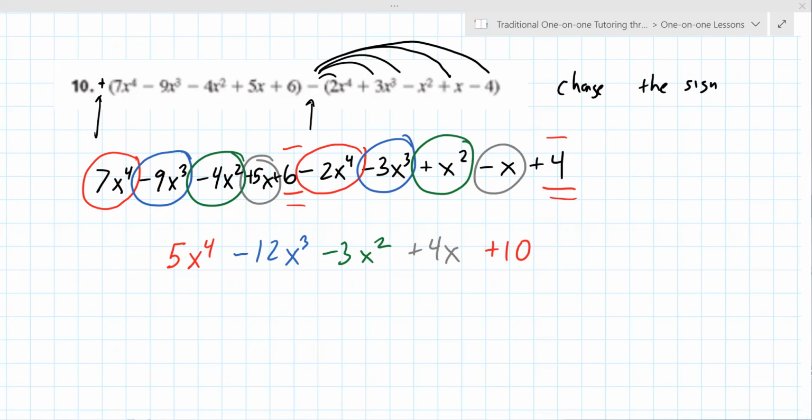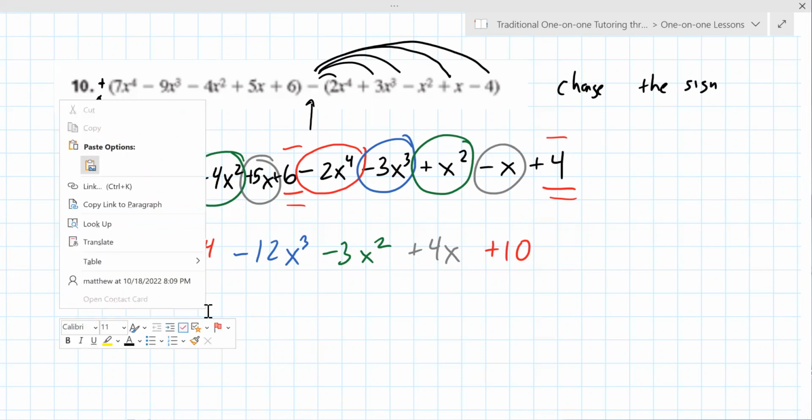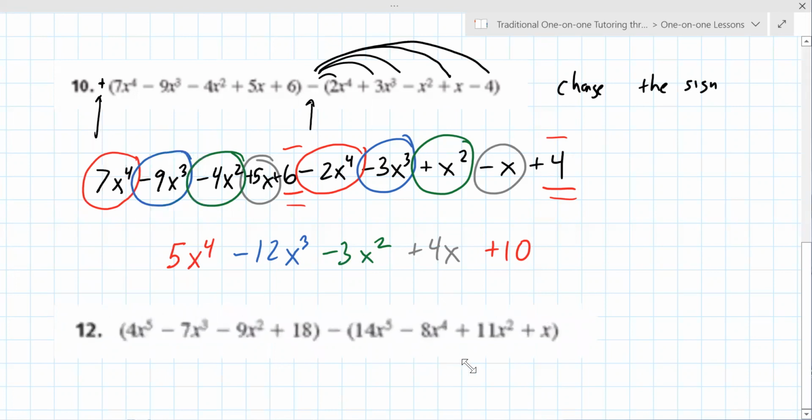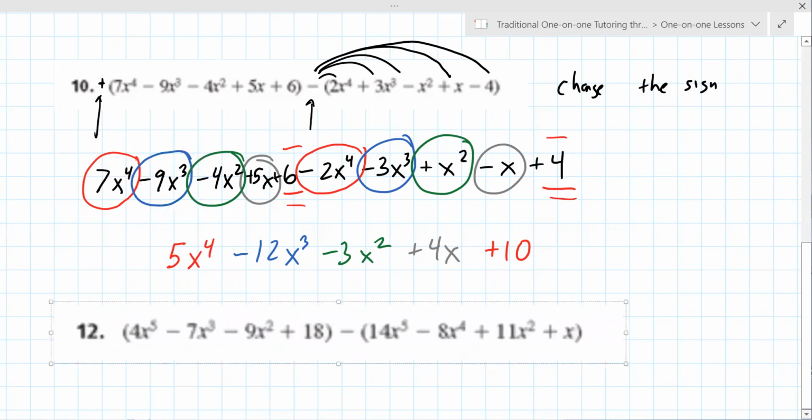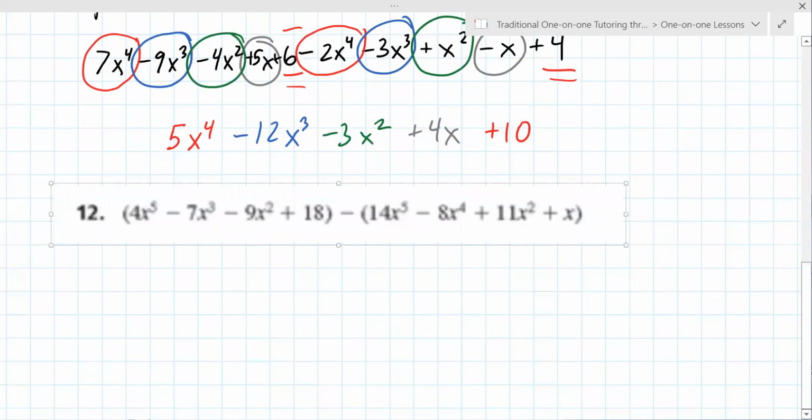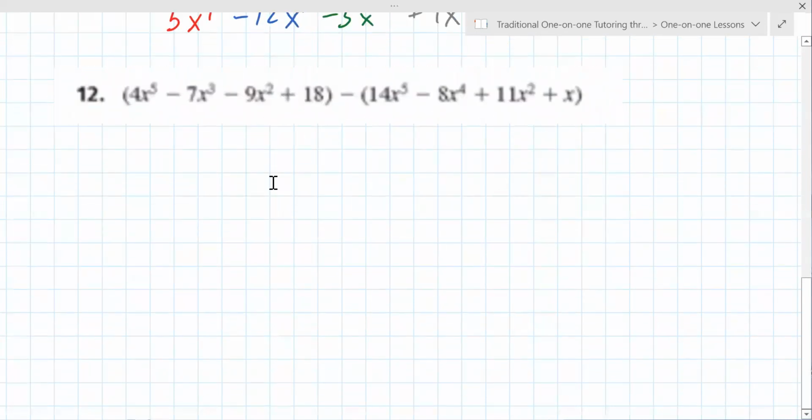And let me know when you come up with your final answer for this one. It's the same as 10, just different numbers and different things. So let me know when you come up with something for that. Okay.